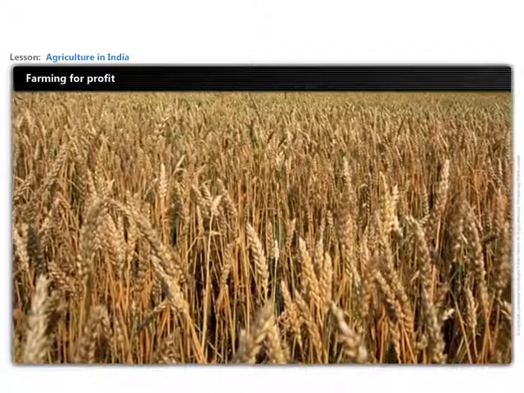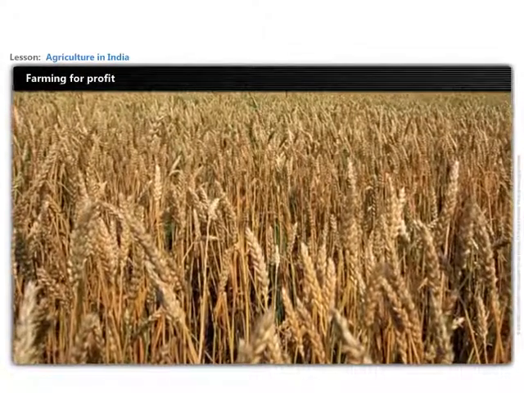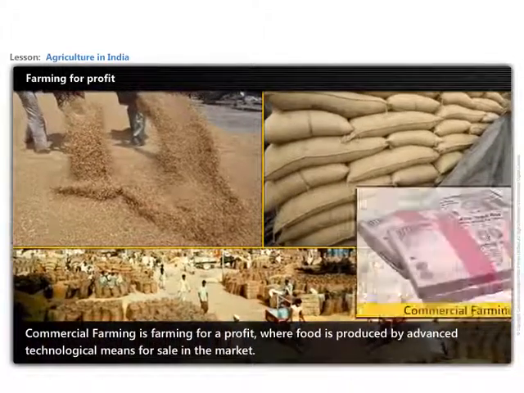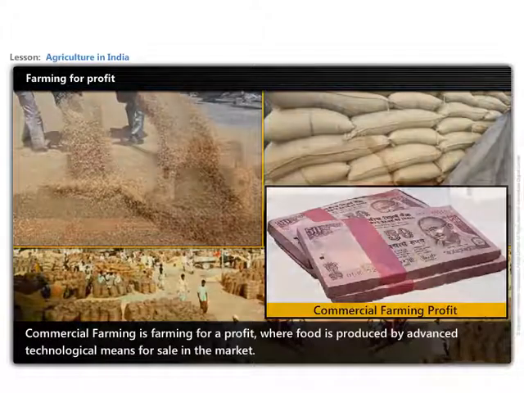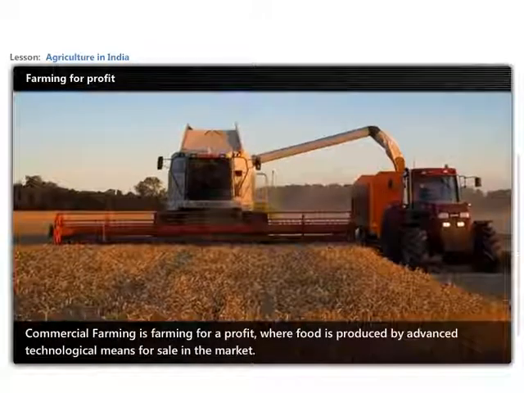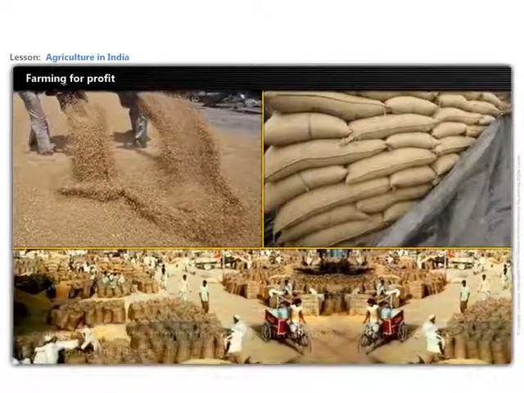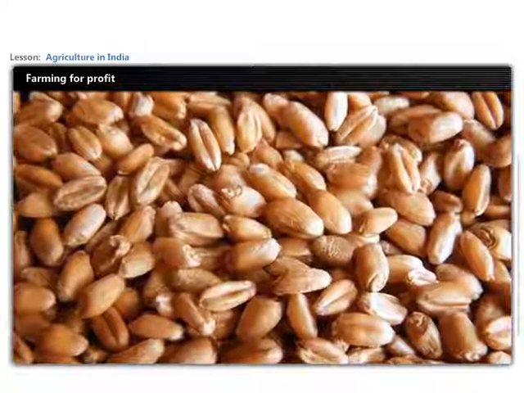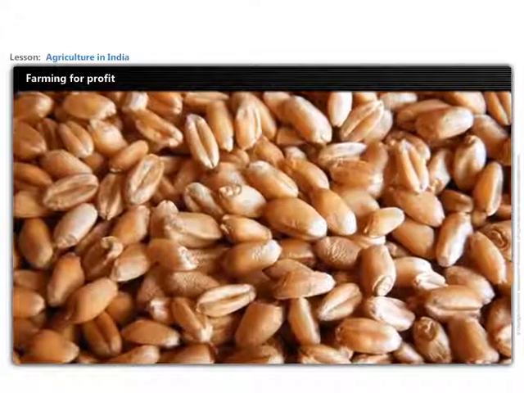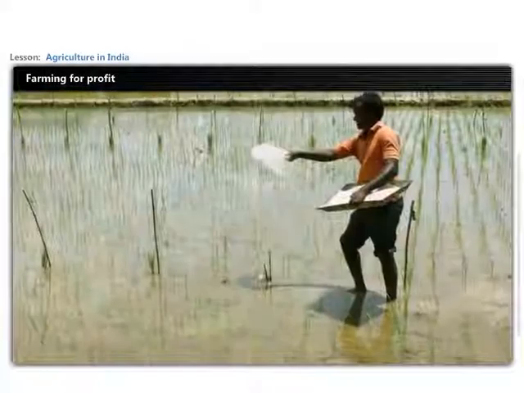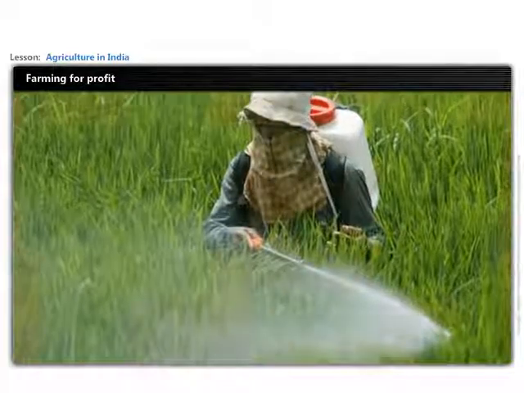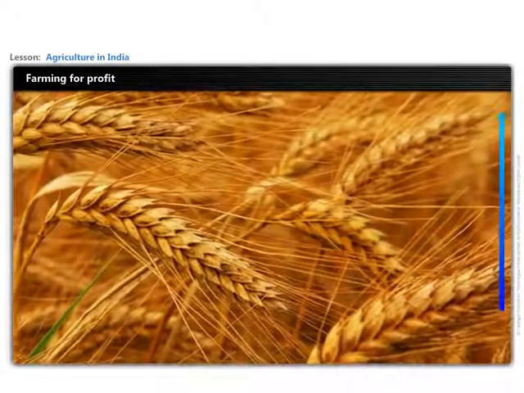Regions having large land for cultivation usually practice commercial farming. Commercial farming is farming for a profit, where food is produced by advanced technological means for sale in the market. The main characteristic of commercial farming is the use of high doses of modern inputs such as high-yielding variety seeds, chemical fertilizers, insecticides, pesticides, etc. in order to obtain higher productivity.